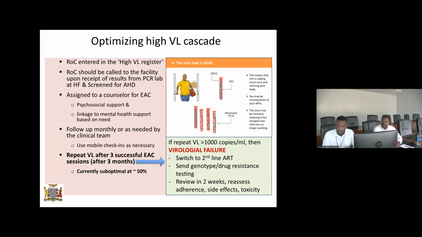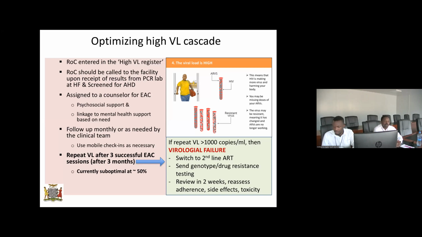The guidelines were launched, the trainings have been done. One of the populations we need to screen for advanced HIV disease are the unsuppressed. So at the time we call them to the facility, enter them in the high viral register. Once they come, let's do the screening for advanced HIV disease. We need to assign to a counselor for enhanced adherence counseling. And this should not only end at adherence counseling, there should also be psychosocial support. And for those patients that we think need mental health support, linking them to SETA.